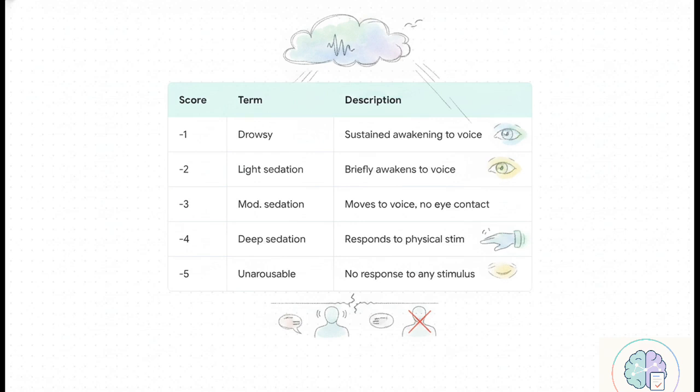Now, pay attention here because this is the crucial threshold. -1 through -3 only require verbal stimulation. But at -4, deep sedation, they have absolutely 0 response to your voice and will only respond to physical stimulation. And finally, -5 means they are completely unarousable to any stimulus whatsoever.